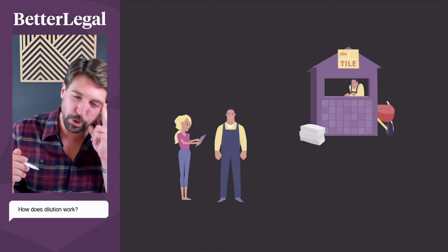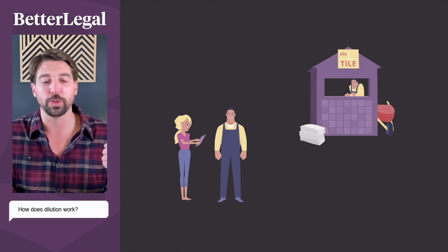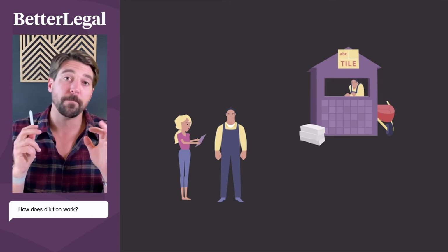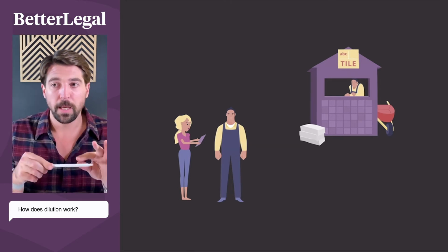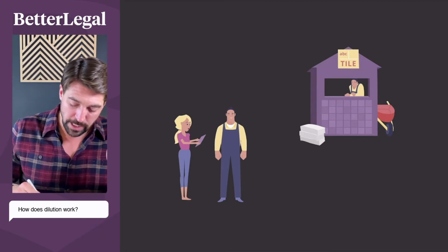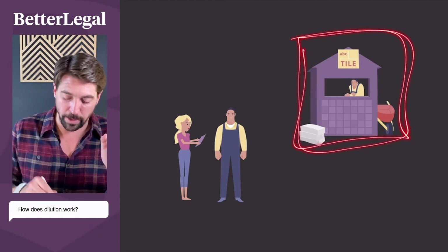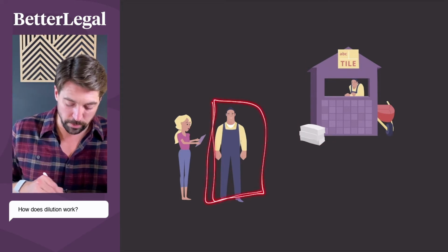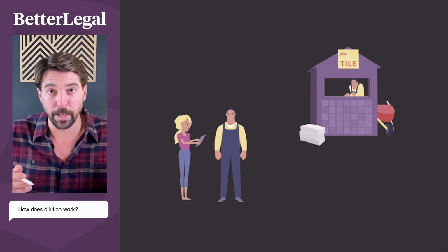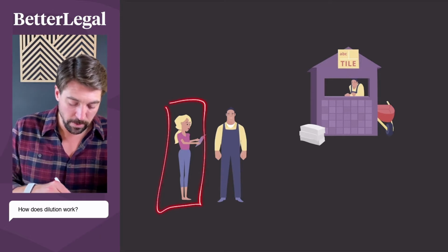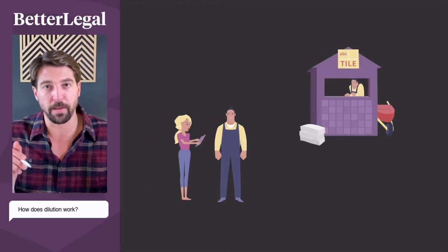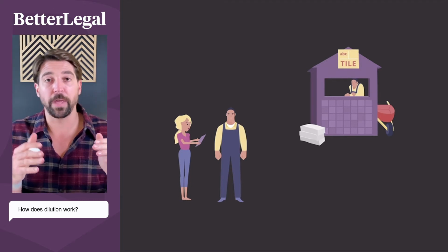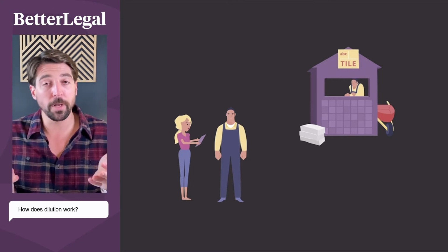Jumping into this, dilution and why dilution is a thing. Specifically, this individual is referring to ownership. So let's say ABC Tile is an LLC and John owns 100% of it, and he wants to sell 25% of it to Tiffany. He can do that very easily with a change amendment to the operating agreement.